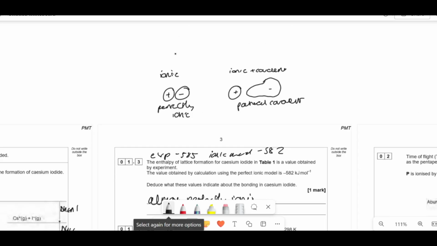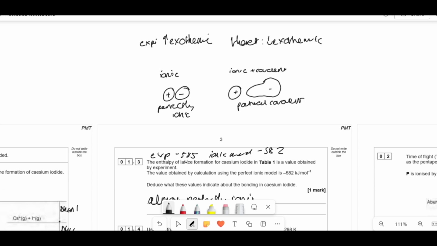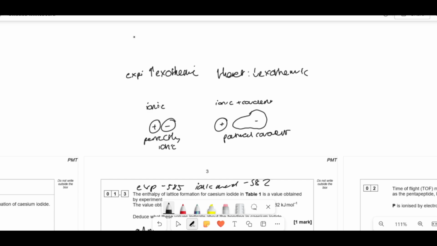So a lot of the time you'll find that the experimental enthalpy change is more exothermic, and the theoretical, calculated on all your bonds and stuff, is less exothermic. What I mean by that is, here for example, the experimental was minus 585, and that's minus 582. Another example, maybe a bit more extreme, might be 780 is the actual experiment, but theoretically it might have been 600. You see, that's more negative, more exothermic.